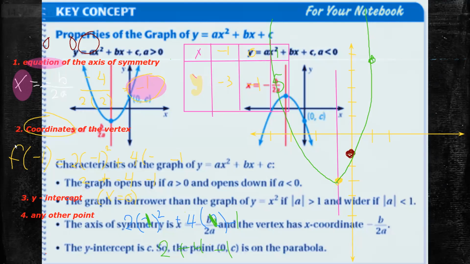Now let's do this example here, exercise number 14. In number 14 here, negative 4x squared minus 16x minus 3. So from a equal negative 4, what does it tell me? It tells me that the graph is downward, and it is narrow. Sorry, narrow. Yes, it's narrow.